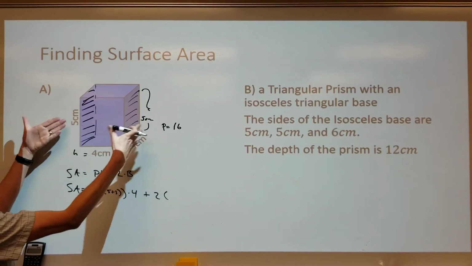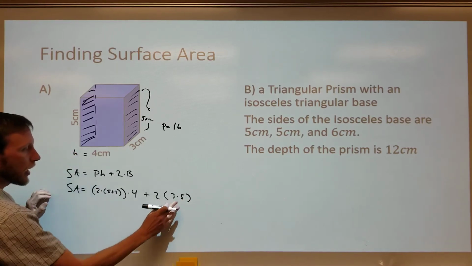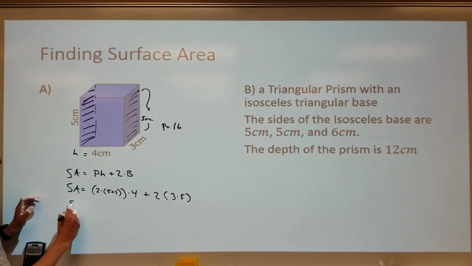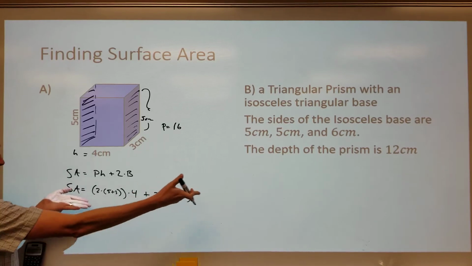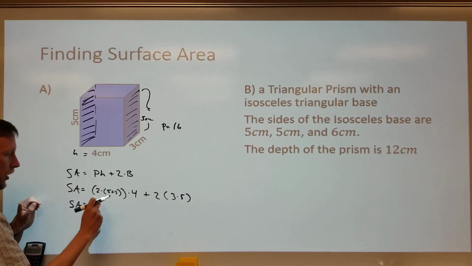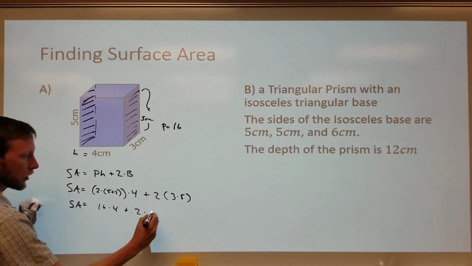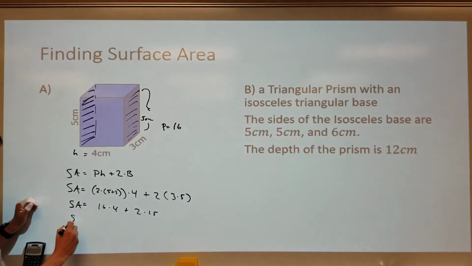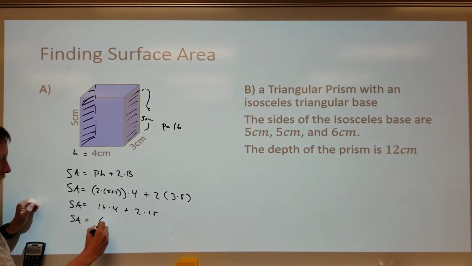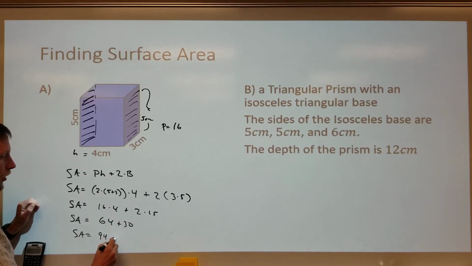Well, my 2 bases are the 3 by 5 rectangles. And so this is going to be some quick calculation that you can just type as is in your calculator if you're a fan of mental math, as I am. And you can do 2 times 8 makes 16. 16 times 4 is 64. And then you have 2 times 15 is 30. And you can add all those up and you find out that the surface area is 94 square centimeters. All right.